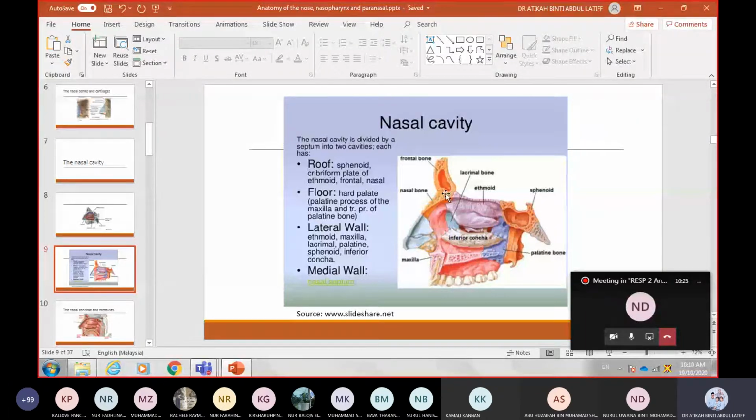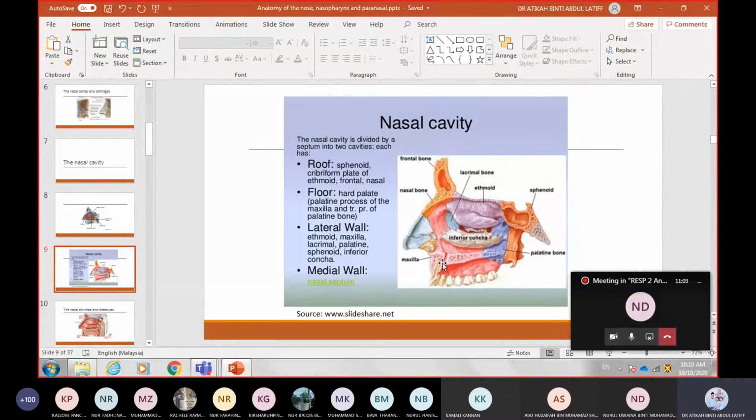Okay, and this is your frontal bone and nasal bone. So all these make up the roof of the nasal cavity. Okay, and what makes up the floor of the nasal cavity? It is formed by the hard palate, which is this palate here. Okay, the hard palate is formed by the palatine process of the maxilla, which is this part here, sorry. Okay, and the transverse process of the palatine bone, this is the palatine bone, so the transverse process is just here. Okay, so this makes the hard palate, which is the floor of the nasal cavity.